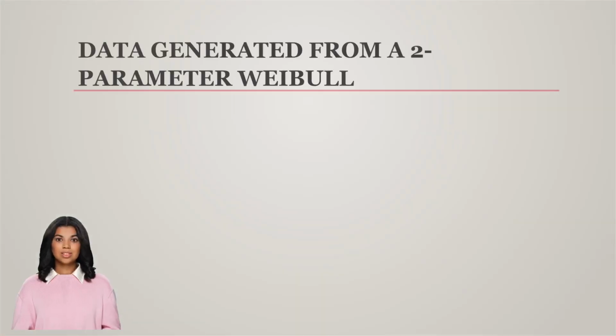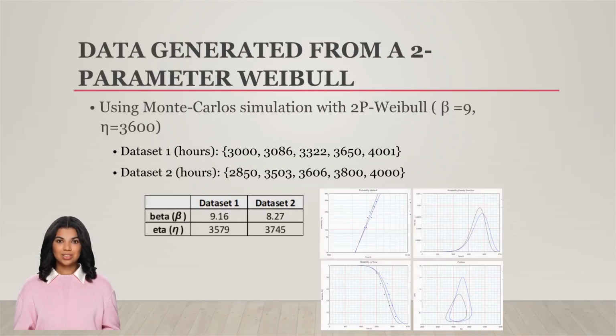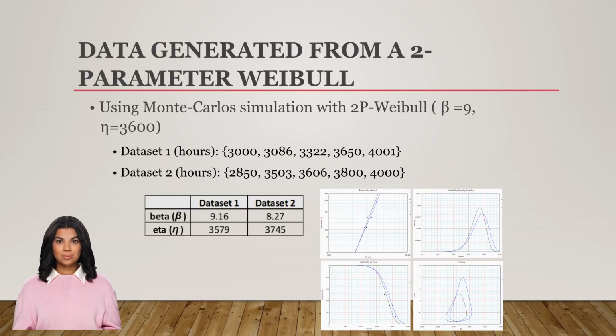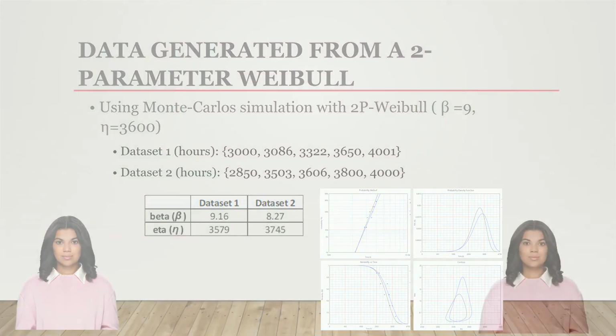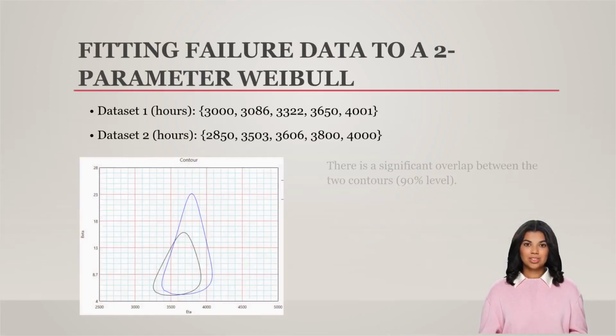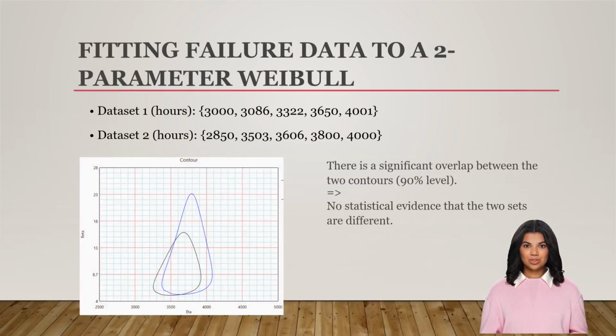Consider the following 2 time-to-failure datasets, Dataset 1 and Dataset 2, which are generated using Monte Carlo simulation from a 2-parameter Weibull with the parameters beta and eta equal to 9 and 3600, respectively. Both datasets are fitted with a 2-parameter Weibull using rank regression on X, and the results are shown here. From the contour plots, there is a significant overlap between the 2 contours. That is, there is no statistical evidence that the 2 sets are different.